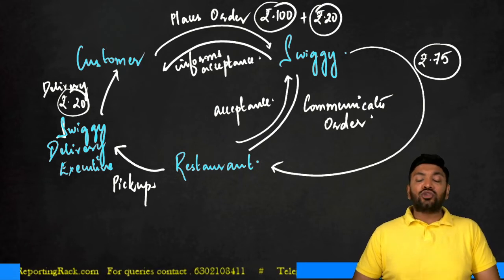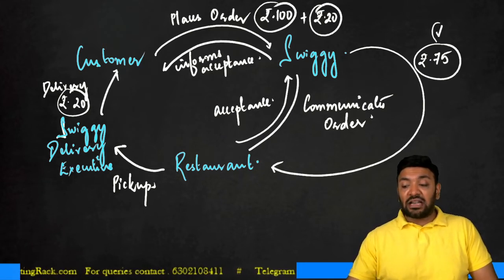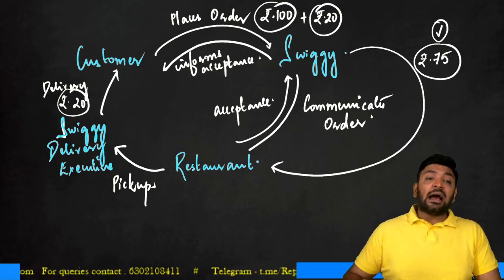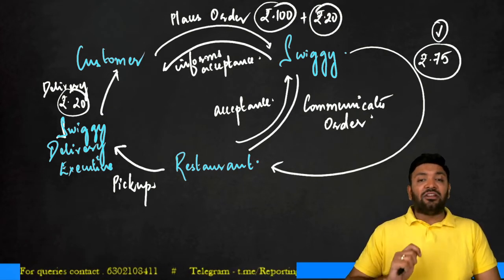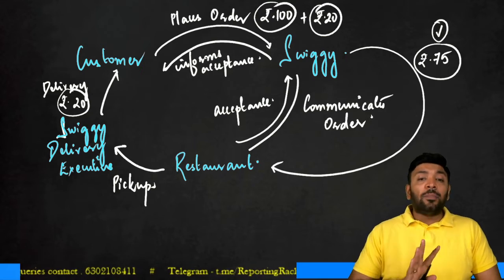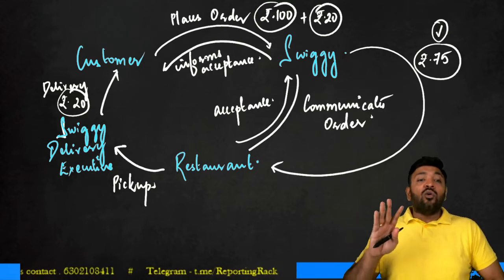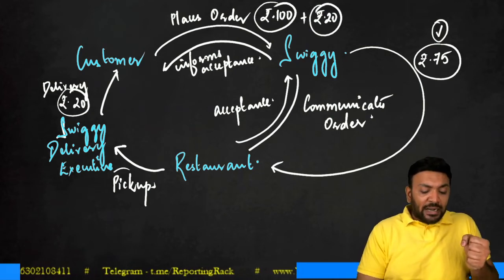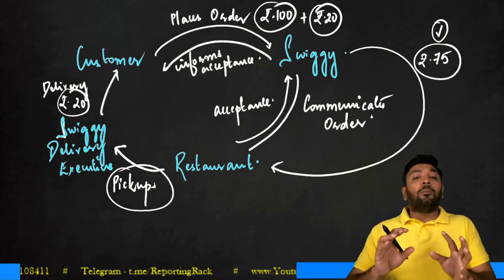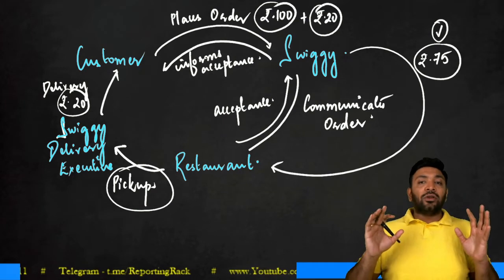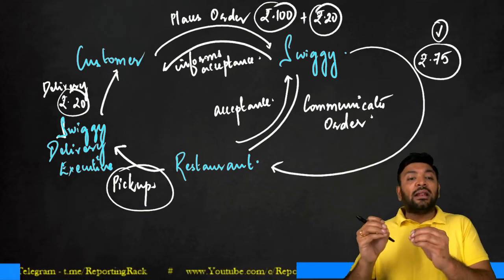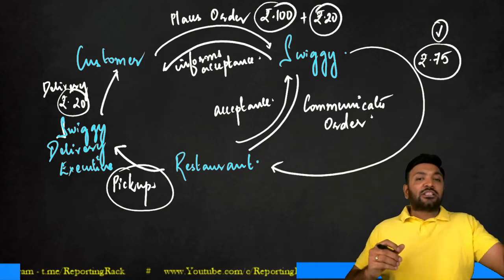The restaurant has to recognize revenue to the extent of 75. When do they recognize? They need not wait until the customer receives the delivery. The restaurant's obligation is completed once the delivery executive has picked up. Once picked up from the restaurant, the obligation of the restaurant is complete. Therefore, the restaurant recognizes revenue immediately at the point when the Swiggy delivery executive comes and picks up the order.